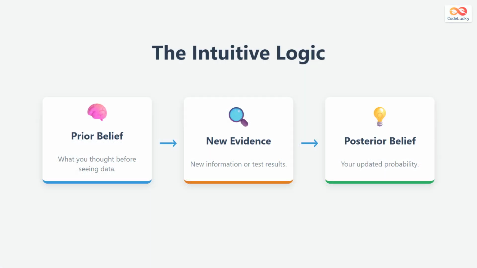At its core, Bayes' theorem is about a flow of information. We start with a prior belief, which is what we think before we have any evidence. Then, we observe new evidence. Bayes' theorem tells us exactly how to combine that old belief with the new evidence to get a posterior belief, which is our updated probability.